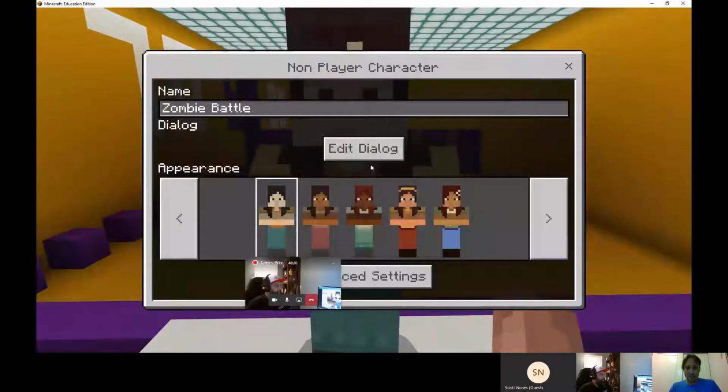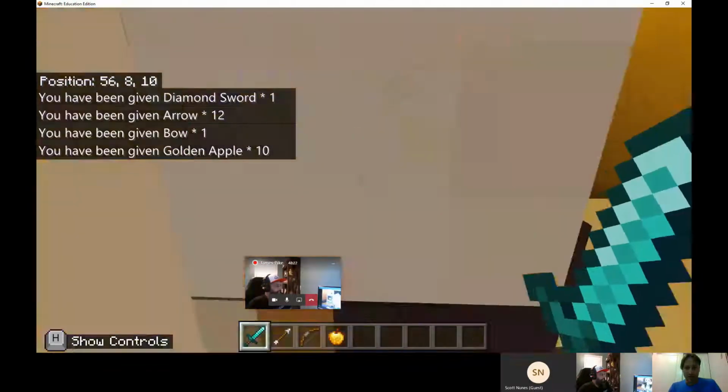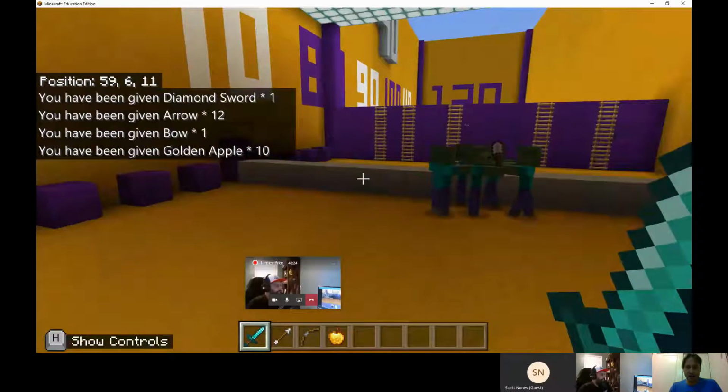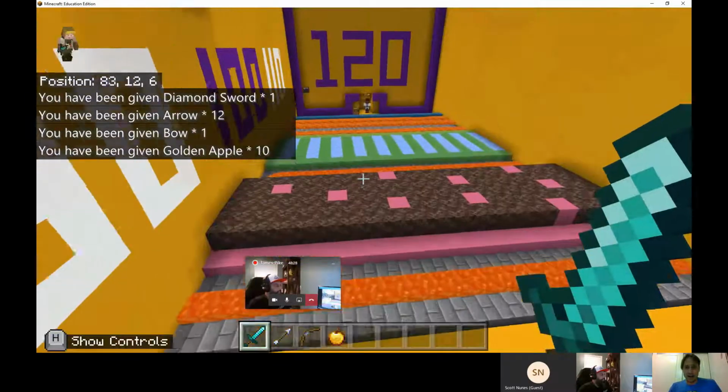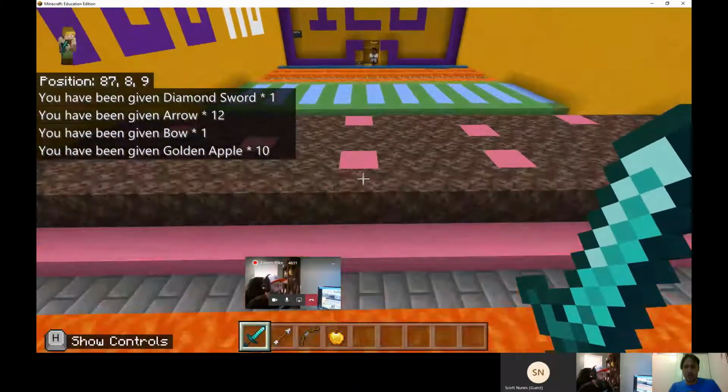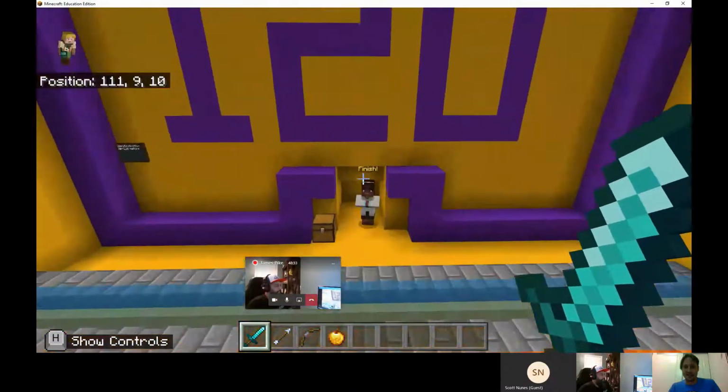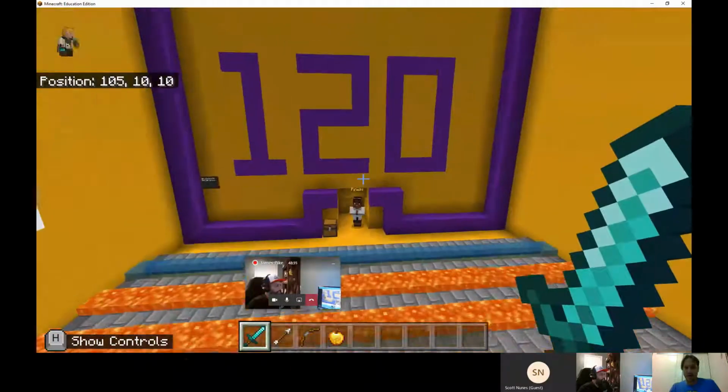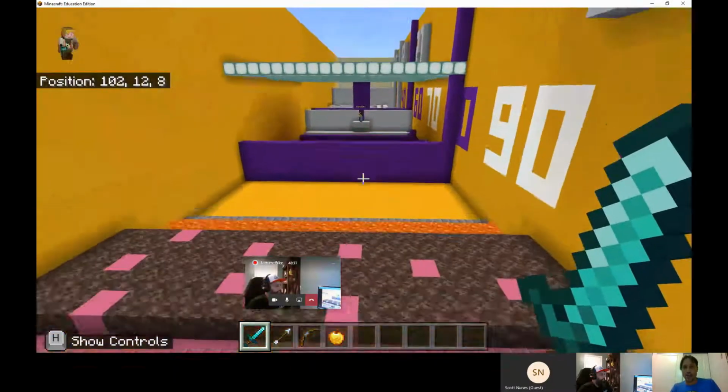Over here, you have a zombie battle. Zombies come attack you. You got to run. Zombies are after me. And finally, the death run where you're jumping over lava and you make it to the end. So you're going to have them play around in this just so they know what they're making.